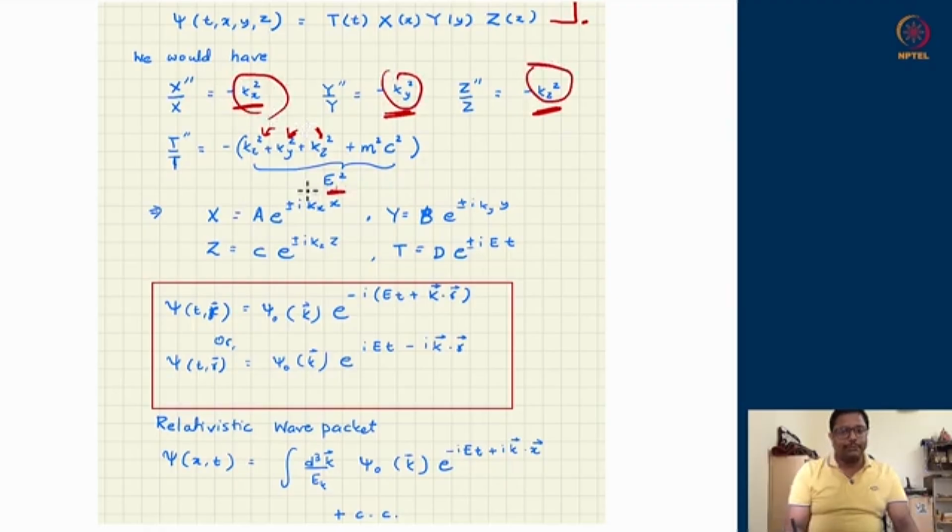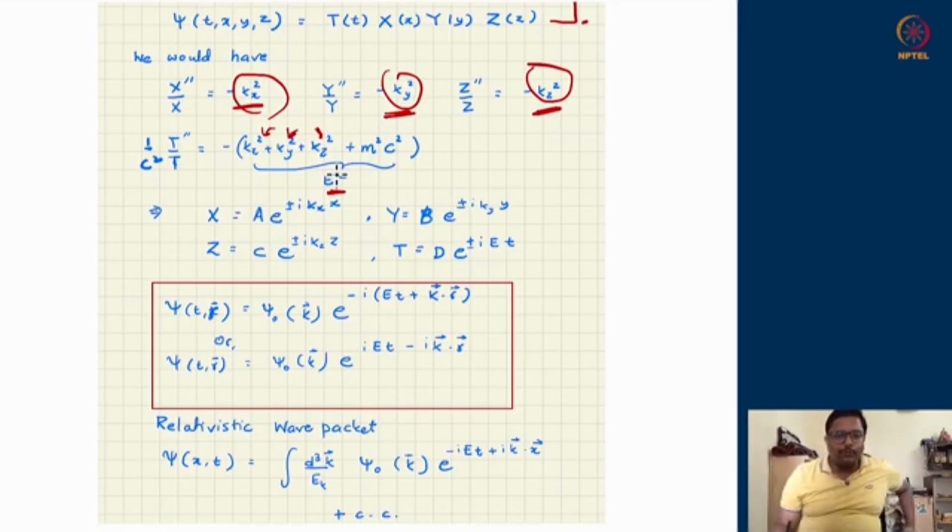Together they determine what E is. So there should be 1 over c square, which I have missed in this notation. So this 1 over c square times t double primed upon t should agree to it. So kx, ky, kz determine this E because they have to satisfy the differential equation.